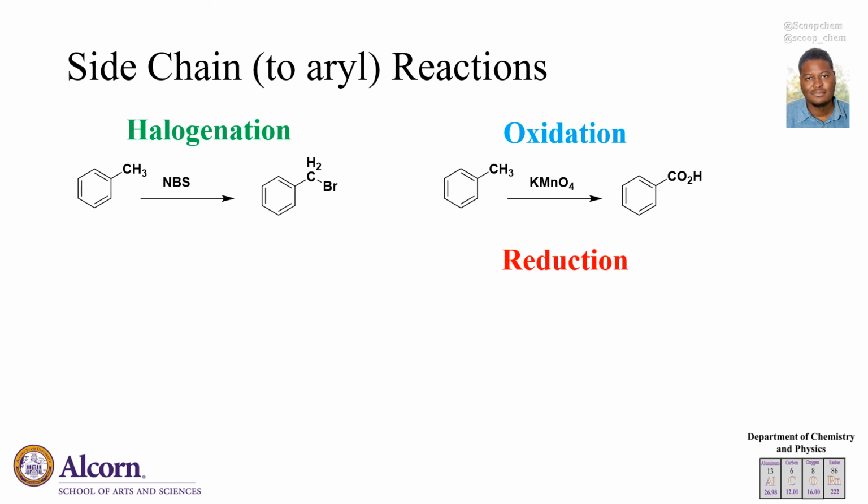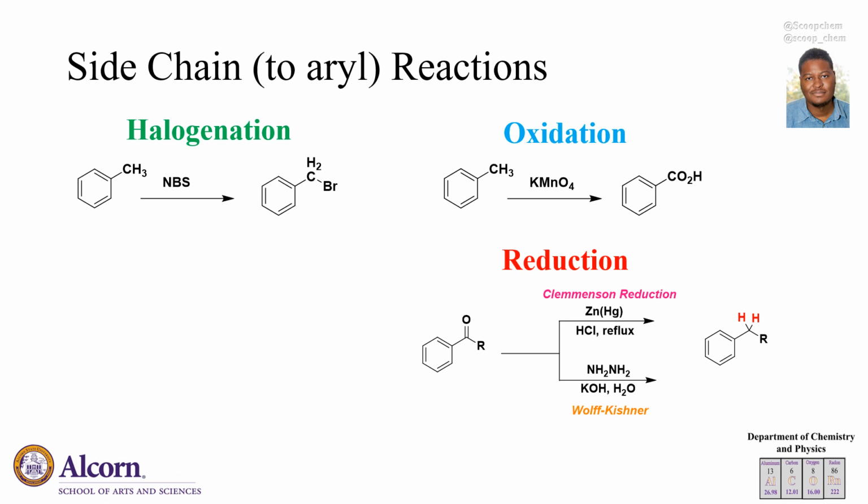Okay, substituents can also be reduced. We can take these ketones all the way back down to the alkyl groups with the Clemmensen or the Wolff-Kishner reductions. The only difference between the two is that the Clemmensen reduction uses acidic conditions, while the Wolff-Kishner uses basic conditions. For the Clemmensen reduction, you need zinc that's treated with mercury with HCl at reflux, and for the Wolff-Kishner, you need hydrazine with potassium hydroxide and water. Again, the carbonyl is replaced with two H's, so this is a convenient way to take ketones, aldehydes, all the way back down to the alkyl chains.